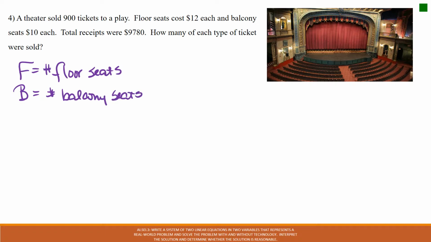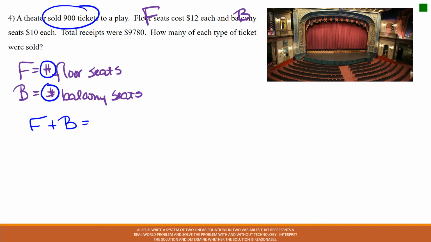So this is my favorite. Every time I see floor, I'm putting F, balcony B. Oh, that's all I got. But from that, I know that floor seats plus balcony seats, because this is number, right? How many did I sell? What's the number of tickets that were sold? 900.